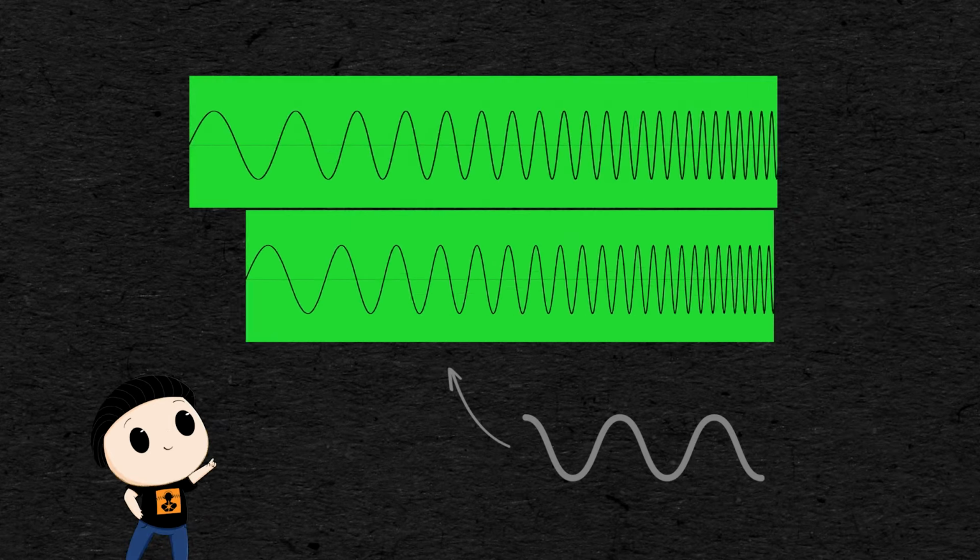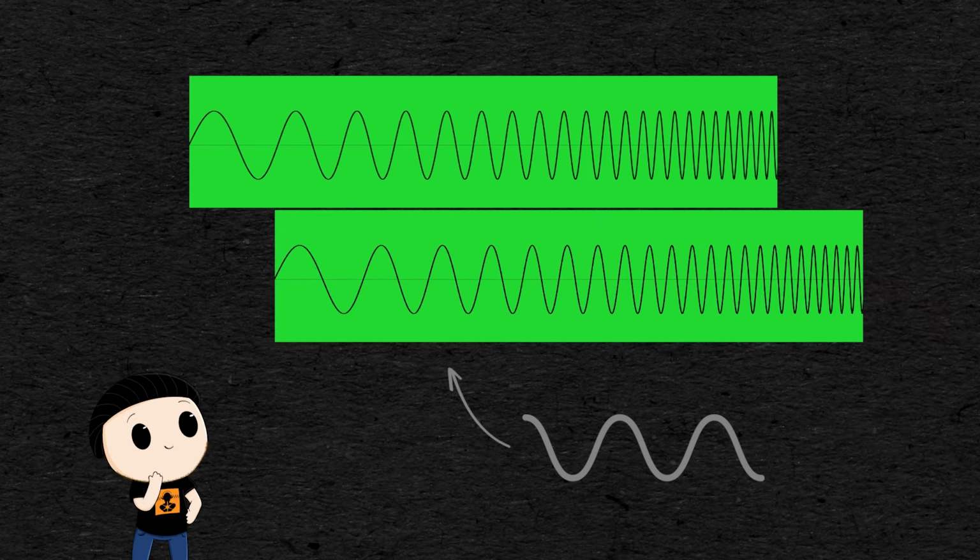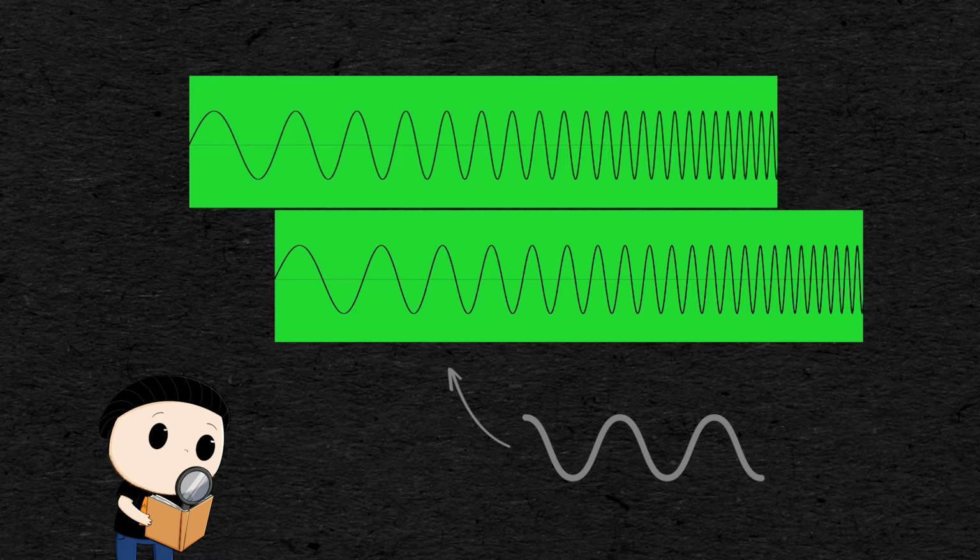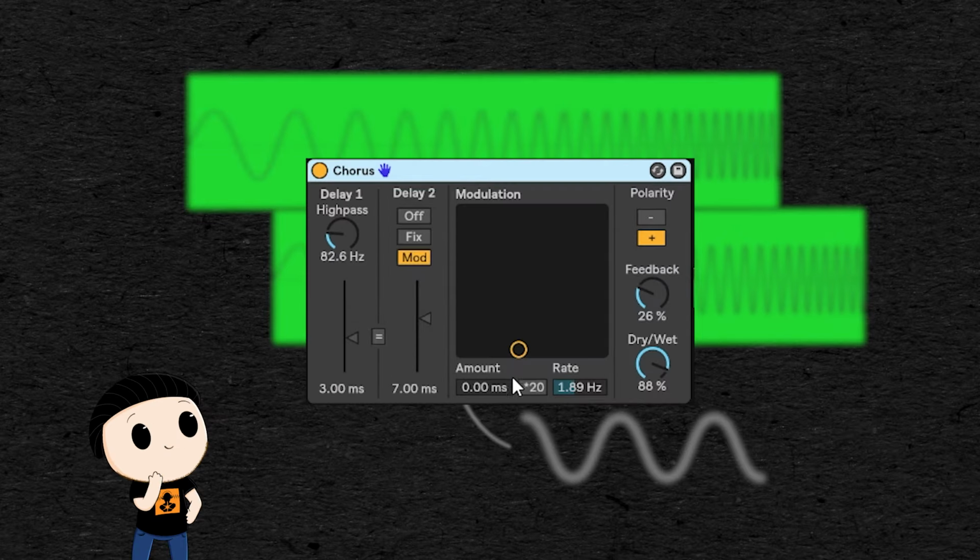So mixed with the dry signal, it makes a dissonance, and as any dissonance, that creates kind of a beating in the sound. If the effect is very drastic, it can make a straight-up wobbly dissonant sound. But with more subtle values, it is often perceived more as a rich, shimmering tone.